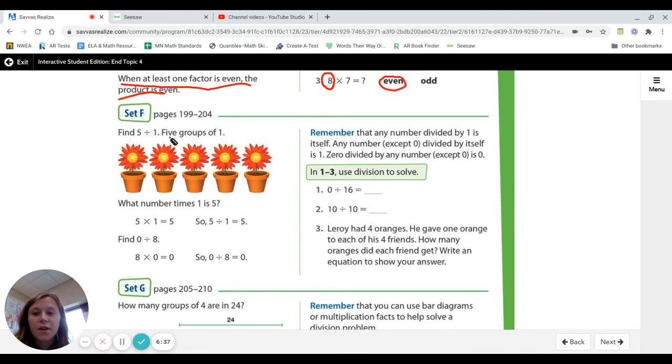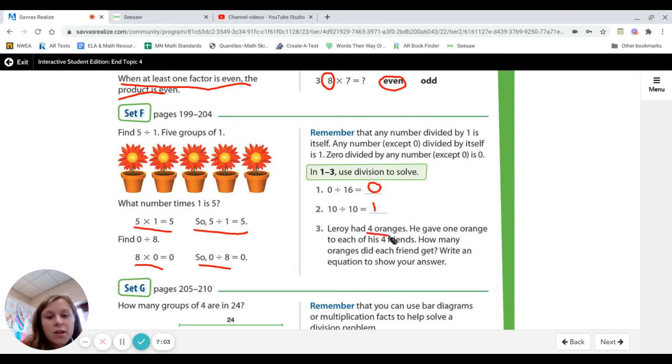Set F, 5 divided by 1, find 5 groups of 1. Think about 5 times 1 is 5, so 5 divided by 1 is 5. 0 divided by 8, we know 8 times 0 is 0, so 0 divided by 8 is 0. Remember that any number divided by 1 is itself. Any number except 0 divided by itself is 1. 0 divided by any number except 0 is 0. 0 divided by 6, we'd have 0. 10 divided by 10 is 1.